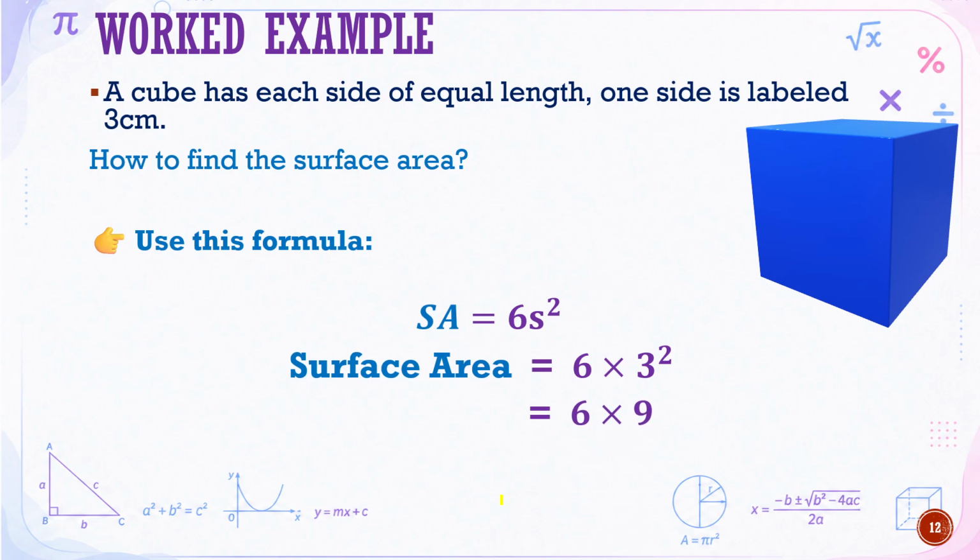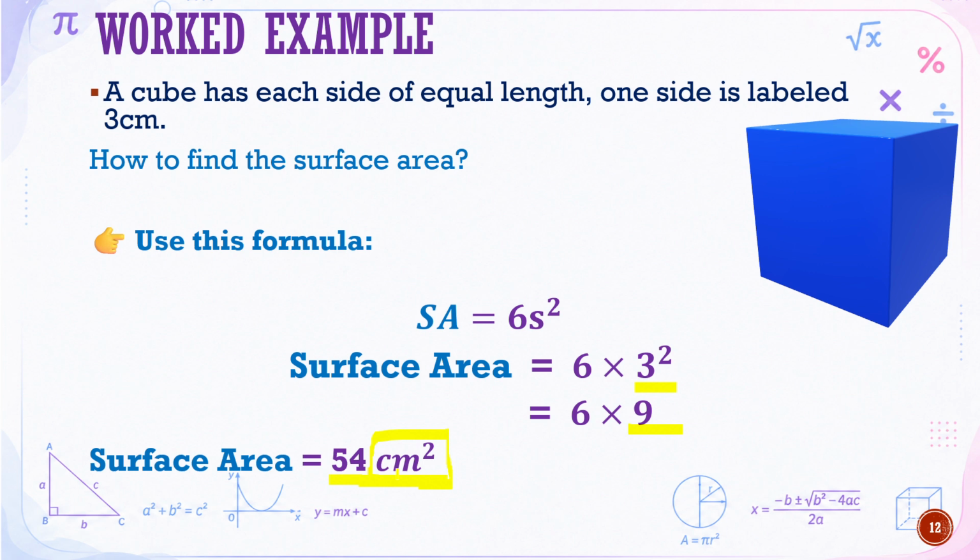That's why 6 multiplied by square of 3. Now square of 3 is 9. So 6 multiplied by 9 is going to be 54 centimeter square. Take a note, as we are calculating area, the unit has become centimeter square or square centimeter, right?